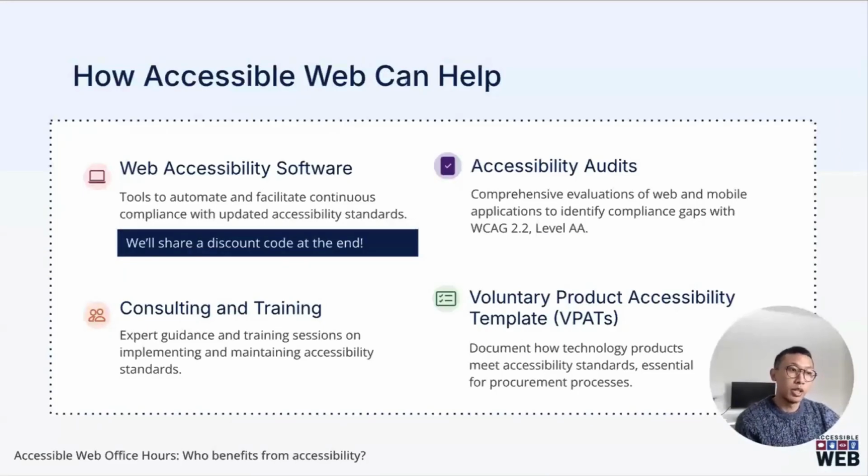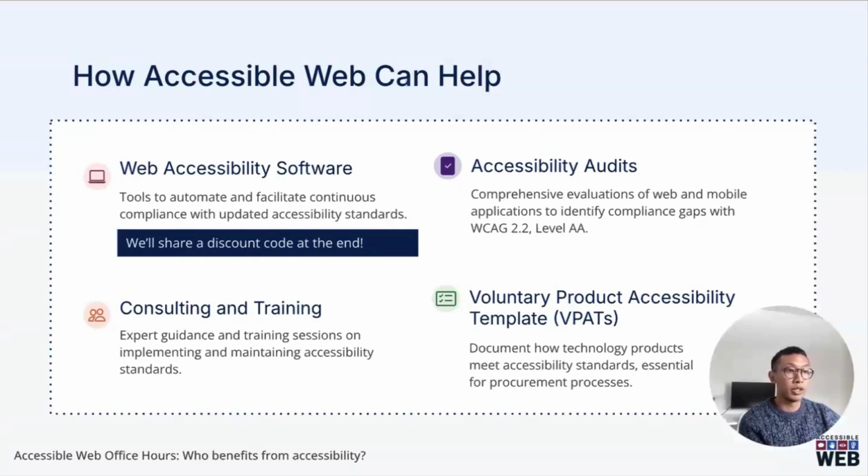So how can we help you? We provide consulting and training services where an accessibility specialist can support you in navigating remediation tasks, prioritizing them effectively, verifying proper implementation, and offering additional guidance tailored to your needs. We have our web accessibility software, which is our RAMP platform. There are other tools in there as well that can help facilitate continuous compliance with updated accessibility standards.